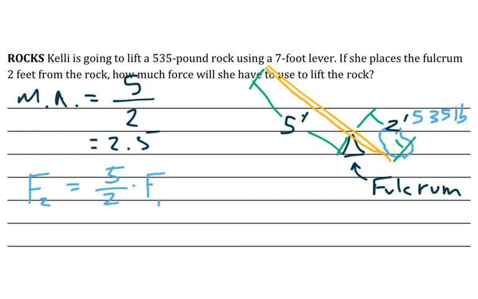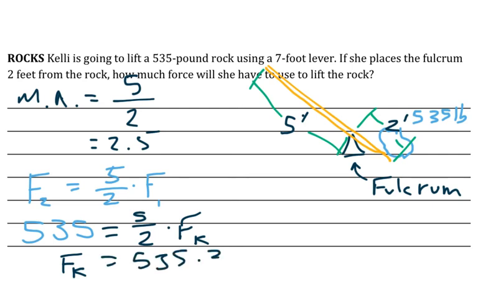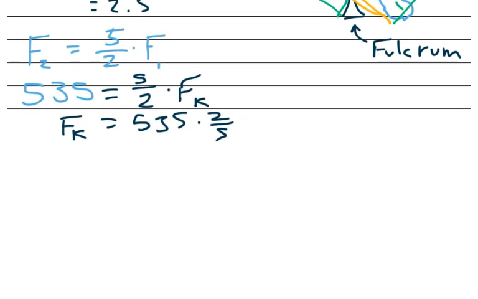So I want to know if something is 535 pounds. Now that gets plugged in over there because that is not the force that she's applying. That's the force that she's going to have to overcome. Well, that's going to be 5/2 times F1, or in this case maybe K for Kelly. Multiply both sides by 2/5, and I will end up having Kelly's force is equal to 535 times 2/5.